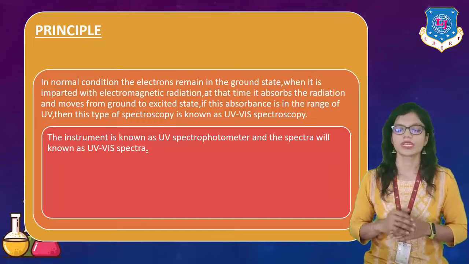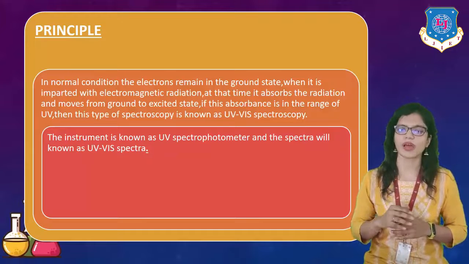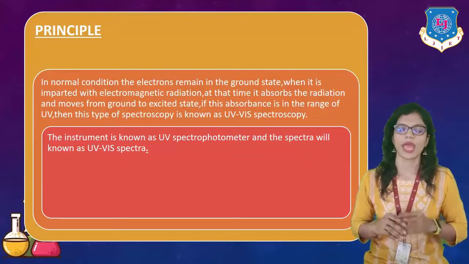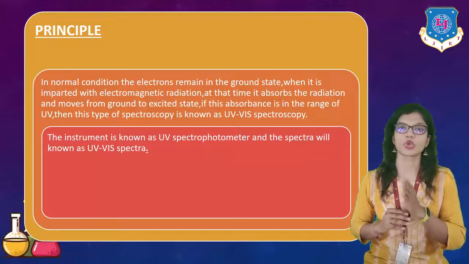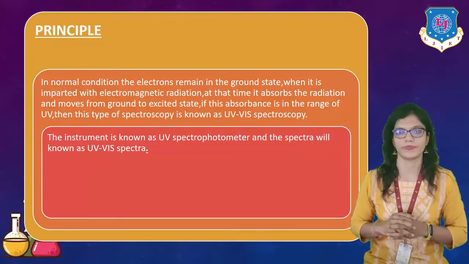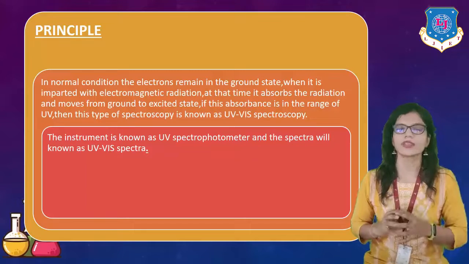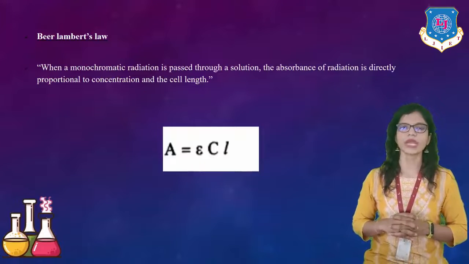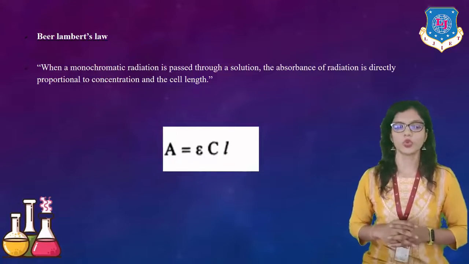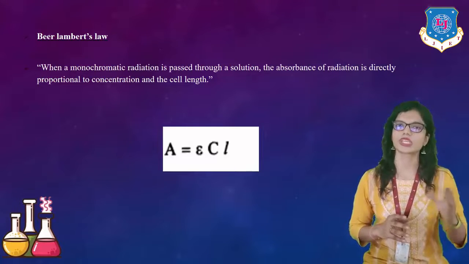The instrument is known as UV spectrophotometer. The spectra is known as UV visible spectra, and the technique is known as UV visible spectroscopy. These are the things that we need to make sure of when we move ahead with this. The basic principle of UV is Beer-Lambert's law.